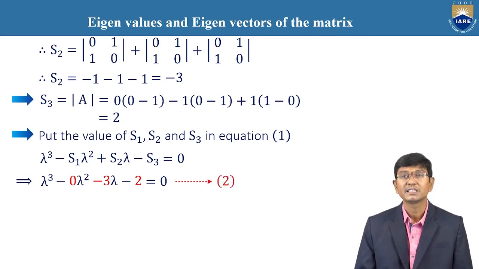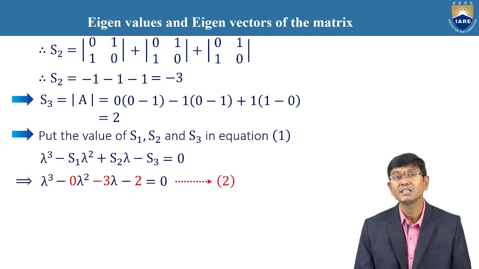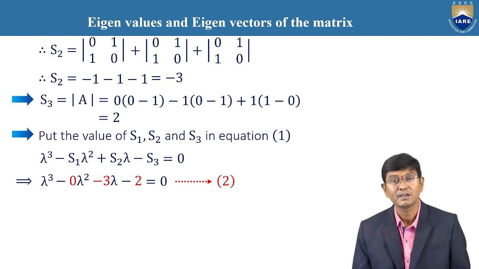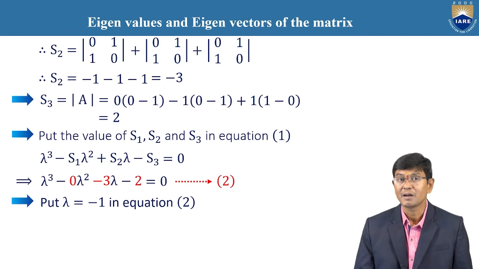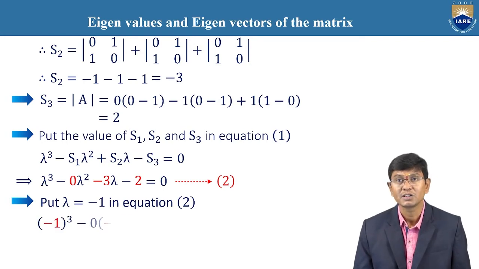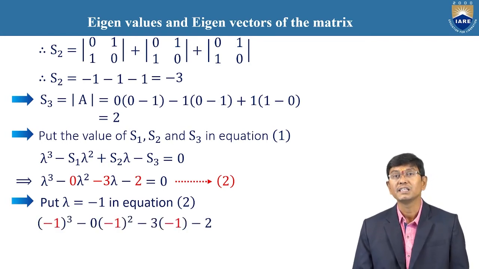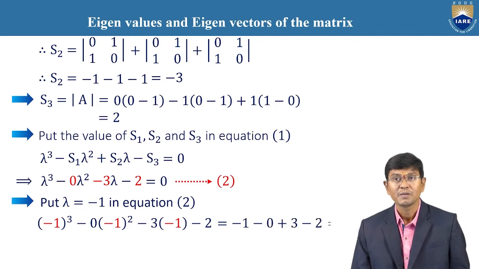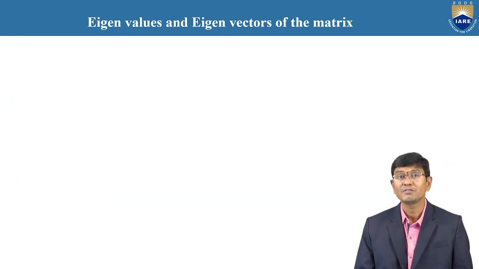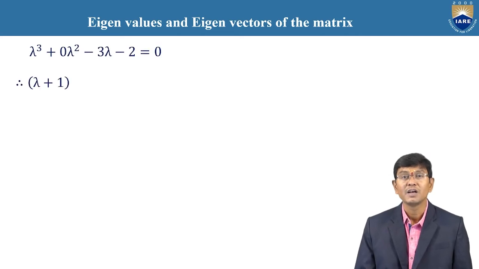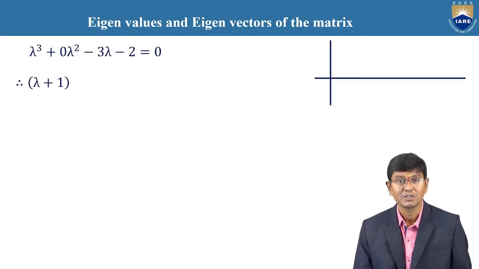Now, we need to consider equation 2. By solving this with synthetic division, finding the factors one by one, one of the factors is lambda is equal to minus 1. In equation 2, lambda is equal to minus 1 is clearly satisfied. And with the help of this lambda equal to minus 1, we follow synthetic division to find the remaining two roots.